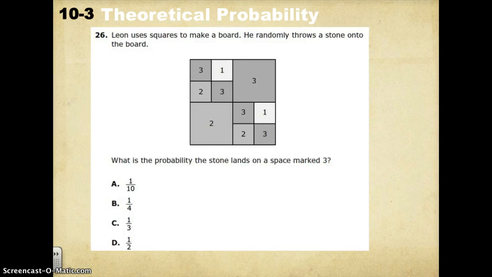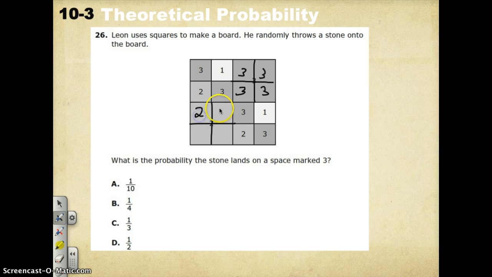Leon uses squares to make a board. He randomly throws a stone onto the board. What is the probability the stone lands on a space marked 3? When we're looking at probabilities, we need to have equal spacing. So the first thing we need to do is divide up our box of 3 into 4 equal parts, and our box of 2 into 4 equal parts.